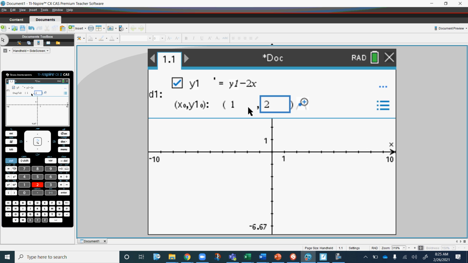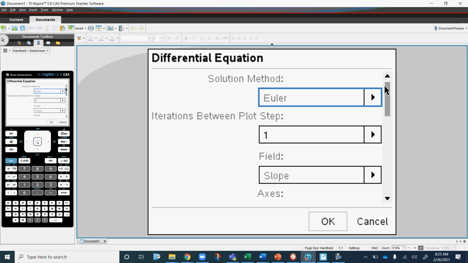And then it tells you to come over here to these little dots where it says edit the parameters. We're going to click over to those 3 dots where we can edit the parameters. So here, the solution method Euler, that's pretty standard. Even if you're not trying to use Euler's method, if you're just trying to graph a differential equation, this is always going to be there.